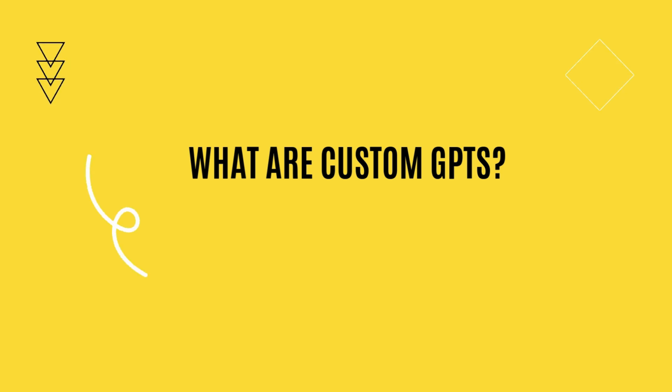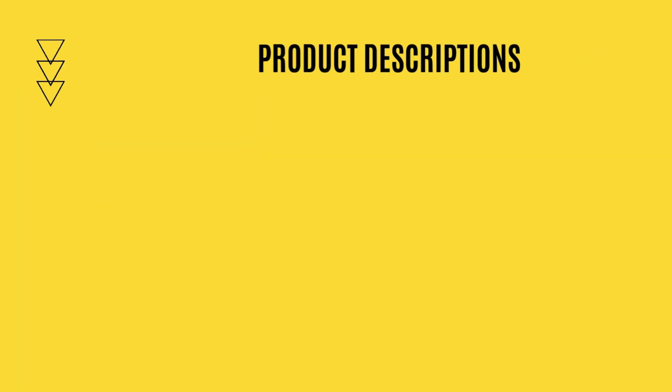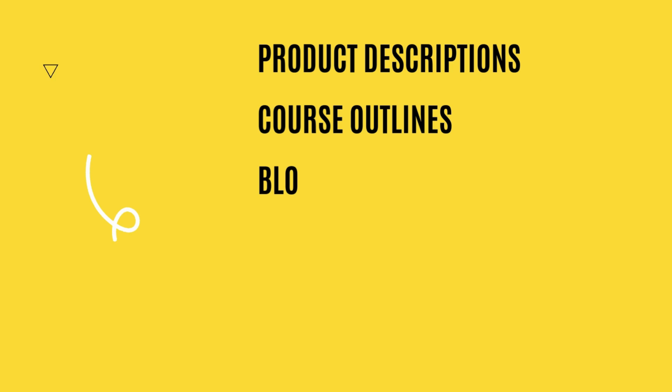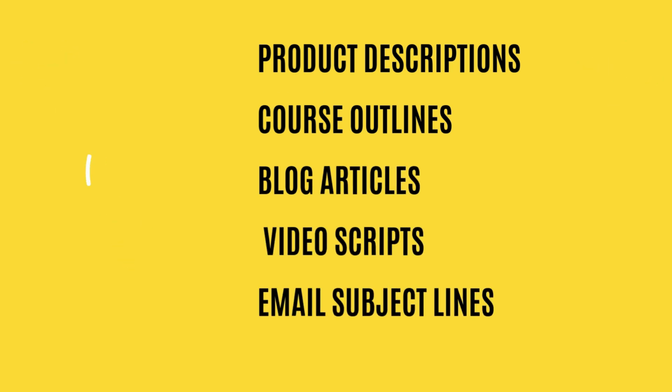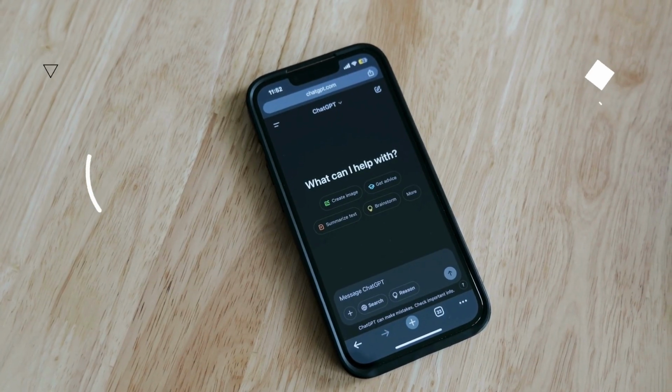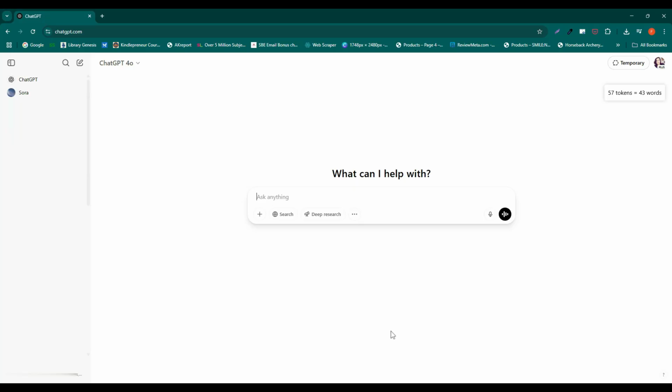They're tailor-made versions of ChatGPT that you can train, customize, and integrate into your daily content tasks. What can they do? You can train them to write a specific type of content according to your specific needs, following the structure and examples you give them. For instance, they can write product descriptions for your online store, course outlines, blog articles, video scripts, email subject lines, and many other tasks. And they actually learn from your style over time. So the more you use them, the better and more you they get. They can significantly increase your productivity.